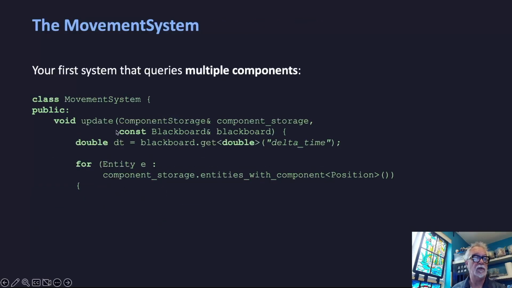Here is our first system, the movement system. We previewed it before, but we're going to dig through it again. First thing we do is we go to the blackboard and we get our delta time. So delta time is the amount of time that the last frame took, right? Then here, we're going to go and ask for all of the entities that have a position.